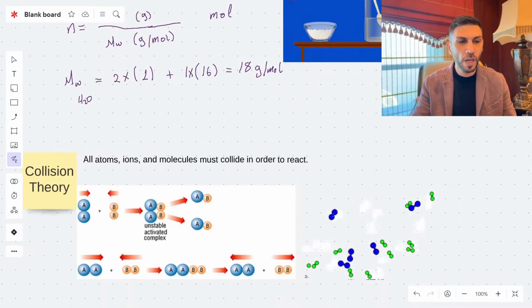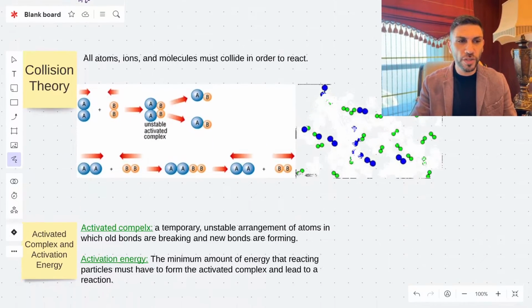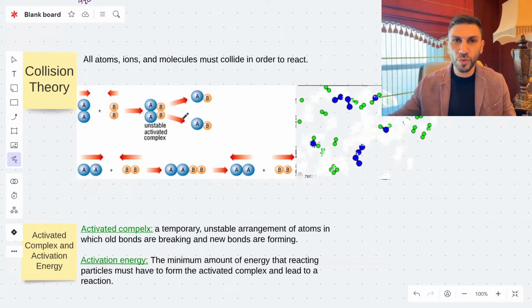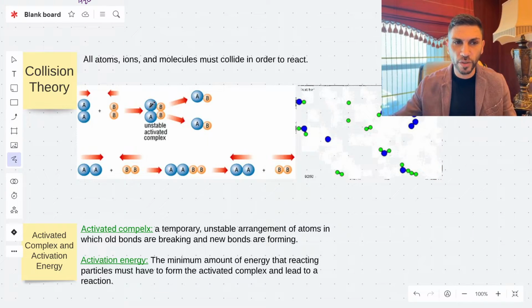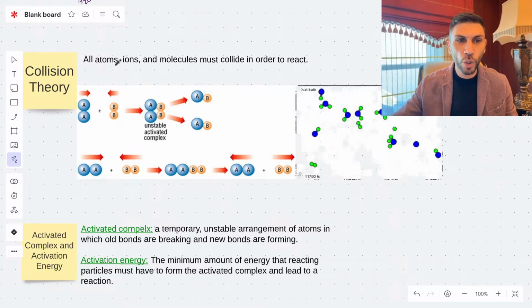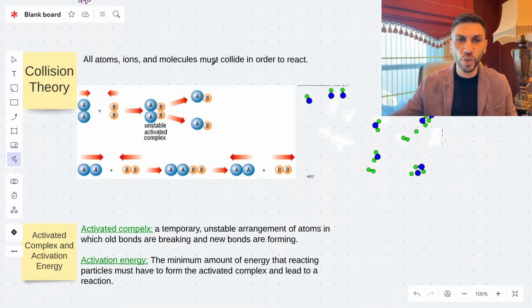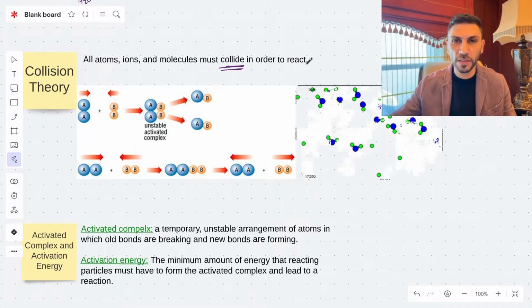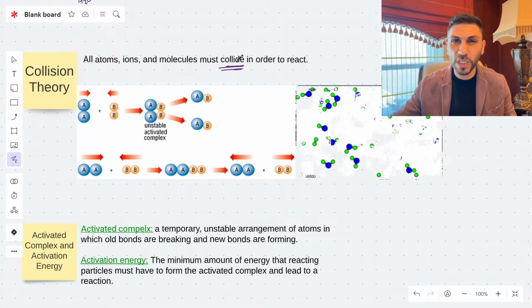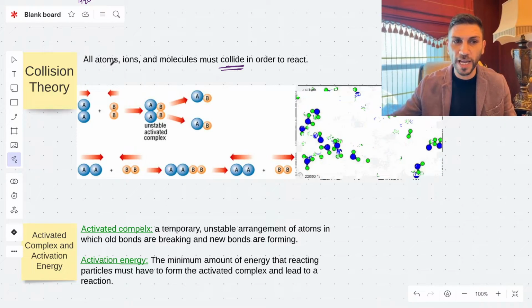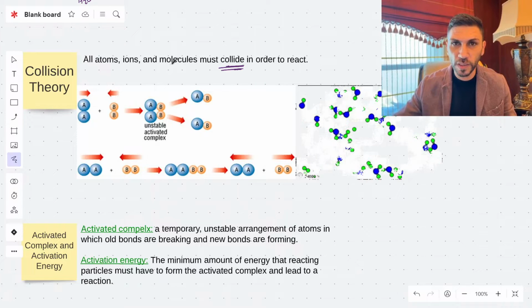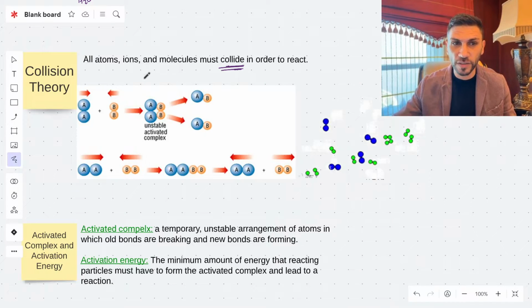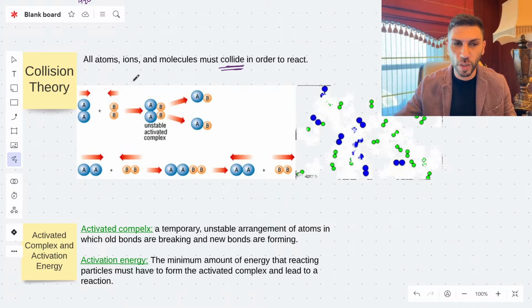Now, what is the collision theory? To study the rate of chemical reaction, we need to understand the collision theory, which says all atoms, ions, and molecules, they must collide in order to react. But you will see that it's not only about the collision between the atoms, ions, or molecules. We need to have other factors in order for a chemical reaction to occur.